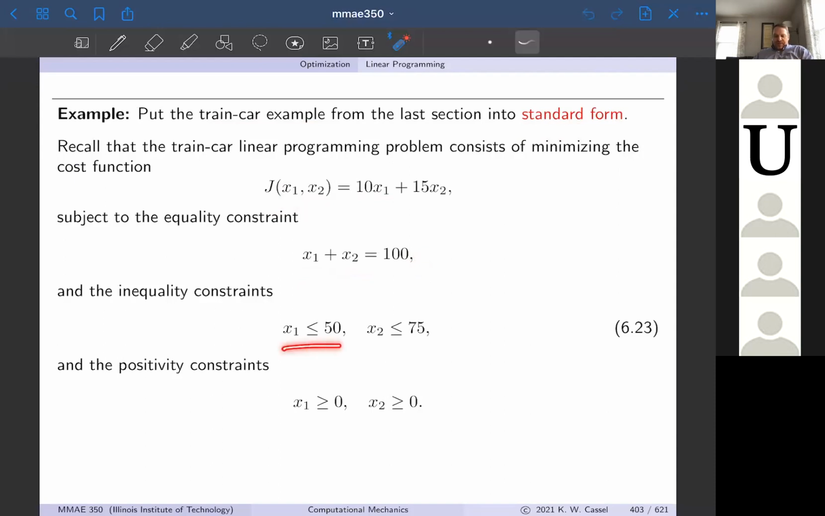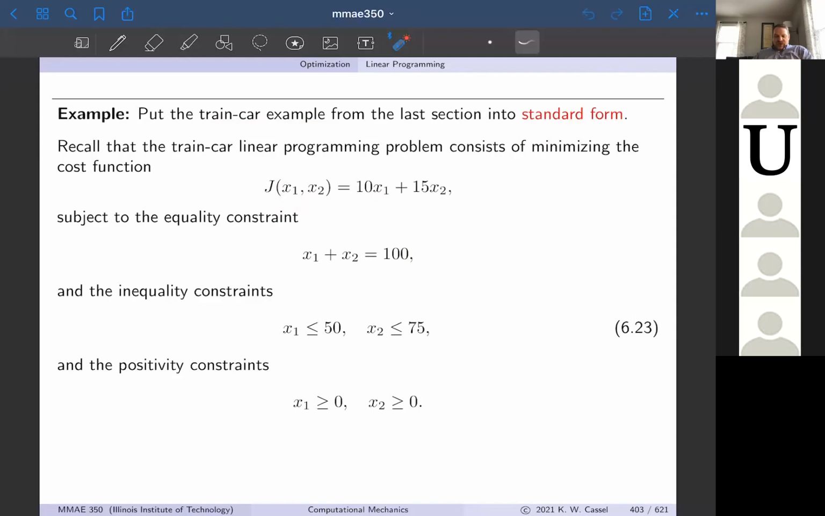And then train 1 can only handle no more than 50 cars, so something up to and including 50. x2 has to be less than or equal to 75. So that's the maximum number of cars that each train can pull. And then we also have the positivity constraints, which just say that you can't pull negative cars on your train. So x1 and x2 have to be at least as big as 0. All right, so that's fine. That's nothing new, just putting it all together again: our objective function, equality constraints, inequality constraints, and positivity constraints.